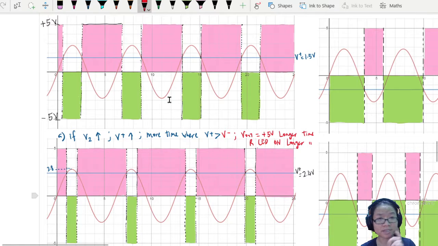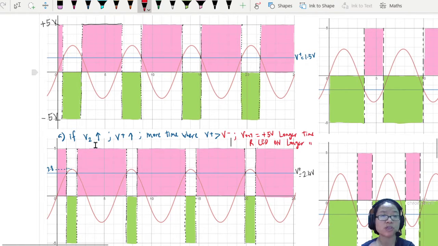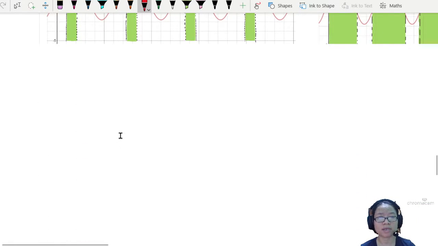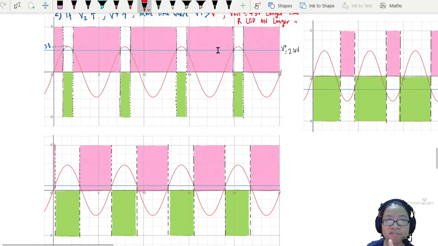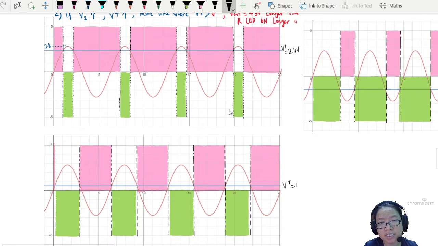Okay, then second part, right, I ask you, what happens if V2 decreases? Then the opposite will happen, no? Right? When I pull the blue color one down, this is what I'll get. So you can see from the third graph, right, I have moved this blue color line downwards. So I have decreased my V plus. My V plus now, if you are wondering, is 0.5 volt. So the times where the sinusoidal wave is above 0.5 volt is a longer time.